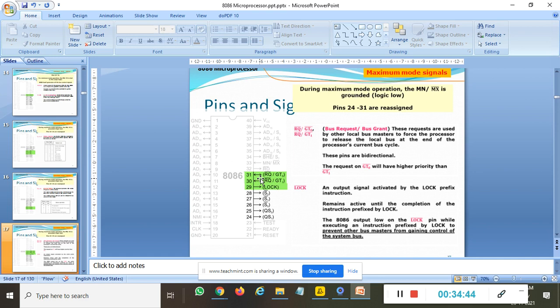The request on GT0 will be higher priority than GT1. Okay, so actually the local bus master forces the processor to release the local bus at the end of the processor's current operation, that is, at the end of the current bus cycle of the processor.